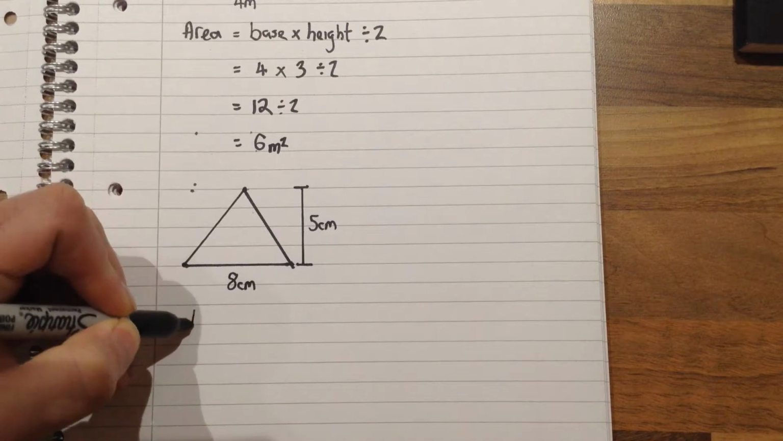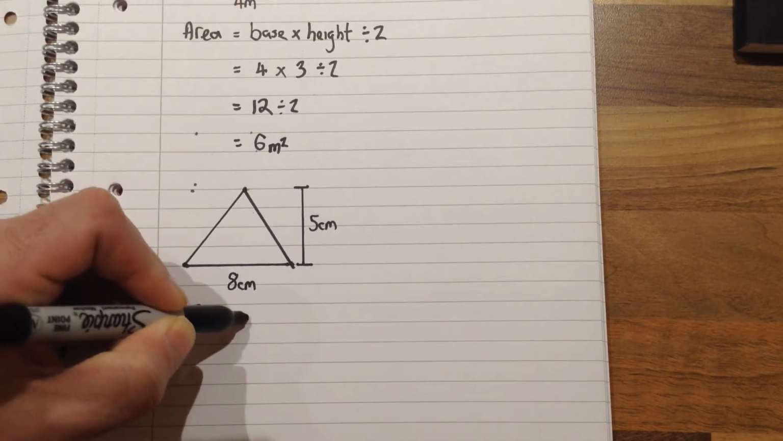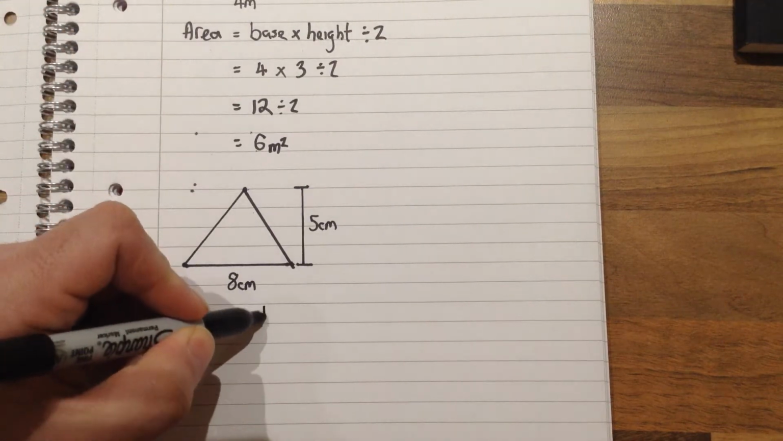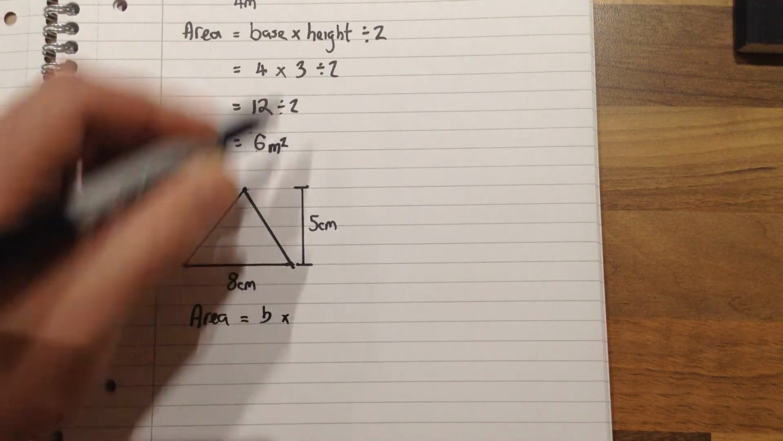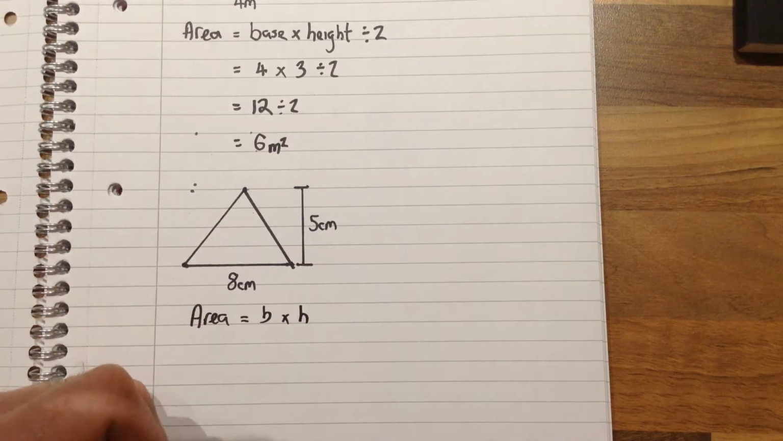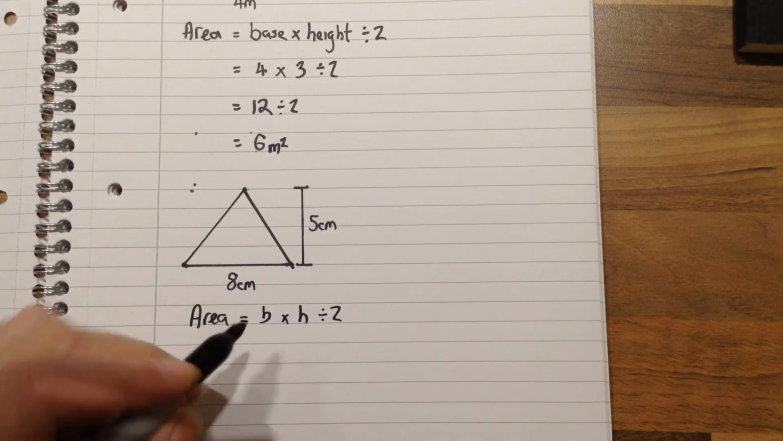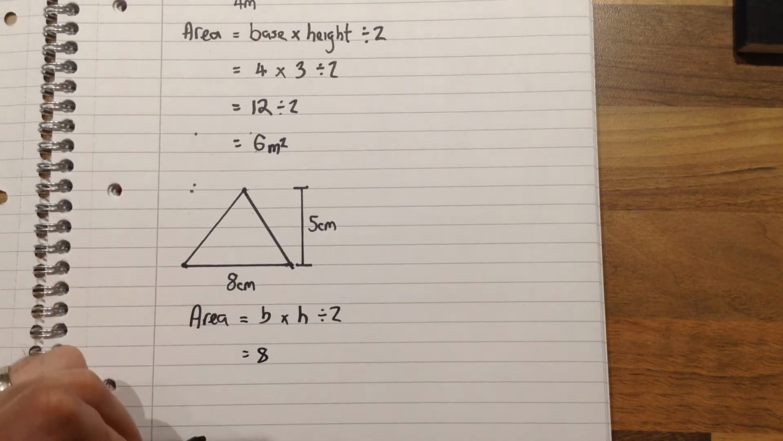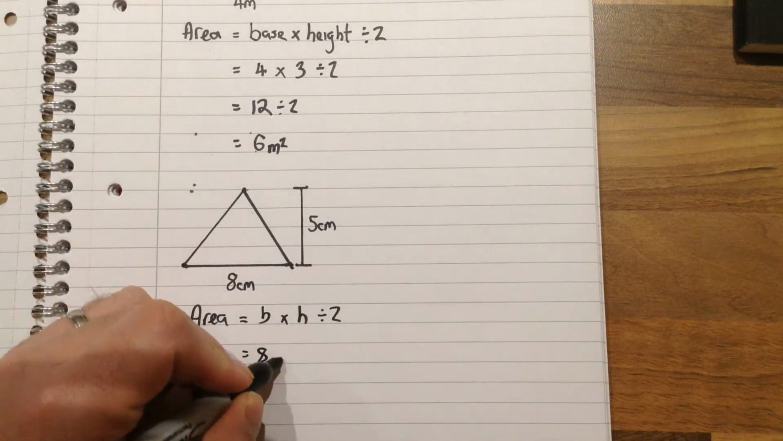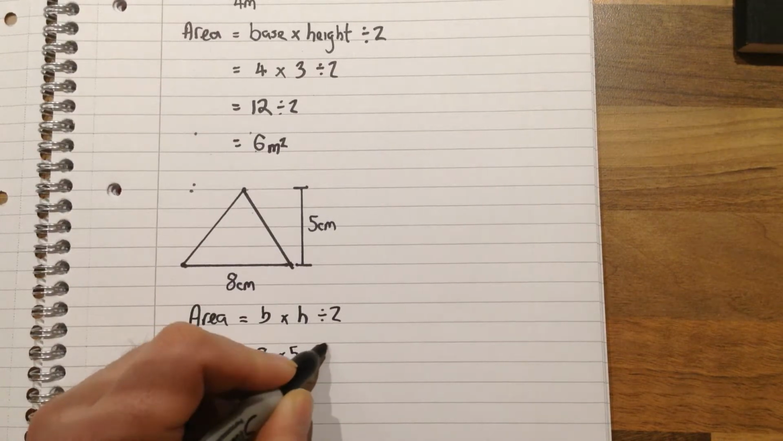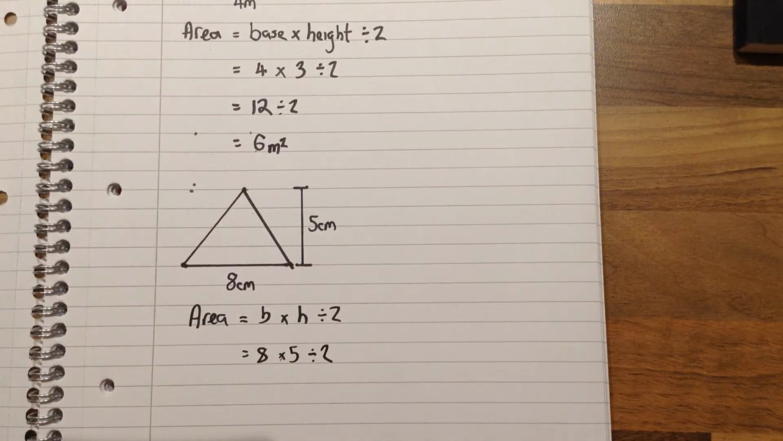So we would need to do area equals, and to speed this up, instead of using base, we're going to say B times height, so h, divided by 2. We're going to do the exact same thing there. So the base here is 8 times by the height, that's the other measurement we're given, so 5, and then divide by 2. The divide by 2 bit is what we do every single time it's a triangle.